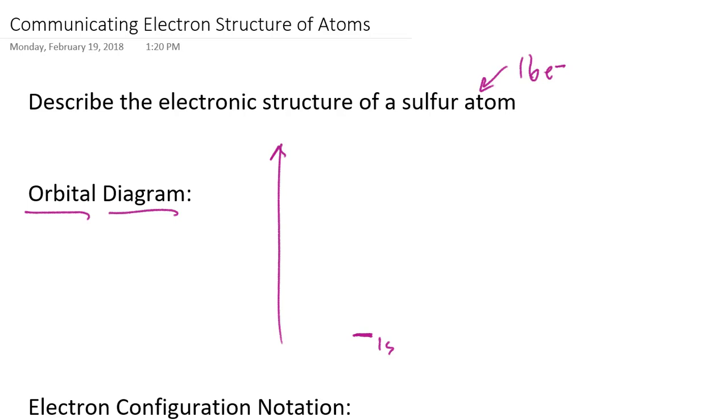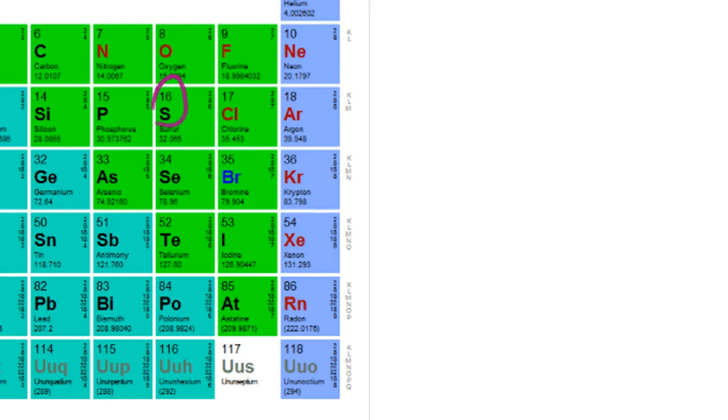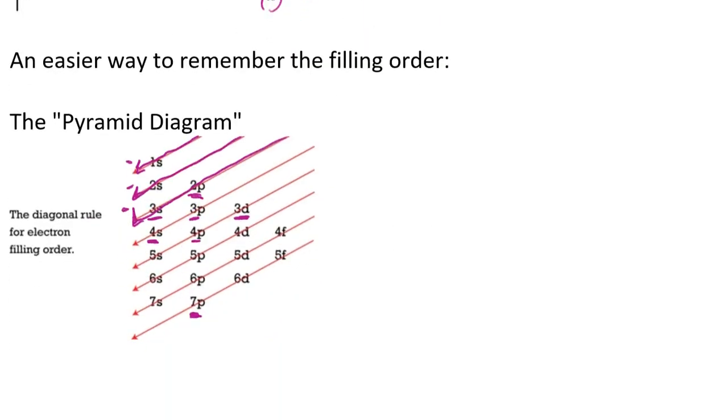So that means this 1s orbital can have 2 electrons within it, but recall that by the Pauli exclusion principle, these electrons must be of opposite spin. So we tend to show these electrons as arrows. The 1s orbital should have 2 electrons, one spin up, the next spin down. So I'm going to check my pyramid diagram.